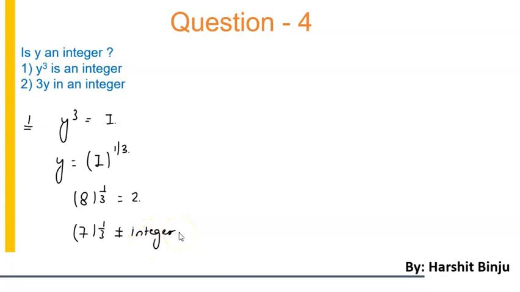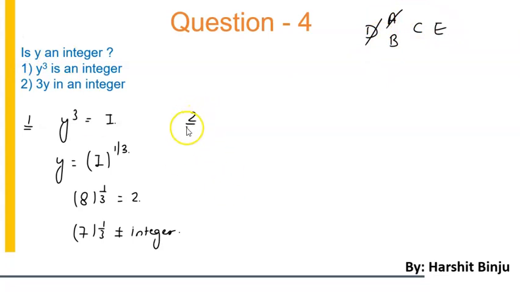So if y cube is 8, then y is 2, fine. We know that. But if y cube is 7, do you know the value of y? No, you don't know the value of y. Right? So if y cube is an integer, then it's not necessary for y to be an integer. Okay. So we can do D, A, B, C, E. So A goes, D goes.